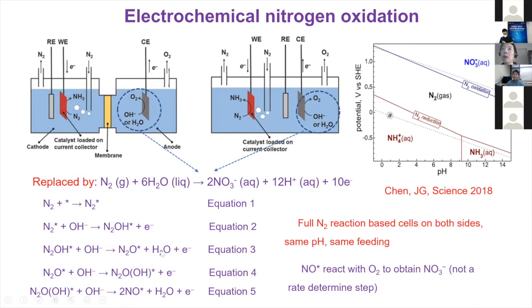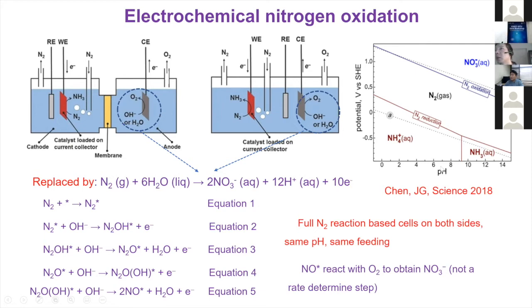And the reason we are interested in the nitrogen oxidation process is because in this proposed reaction, on the cathode side is the ammonia generation, on the anode side is the oxygen evolution reaction. Ideally, you can replace this oxygen, then you have a full nitrogen reaction chemistry. So that would also be an interesting cell.